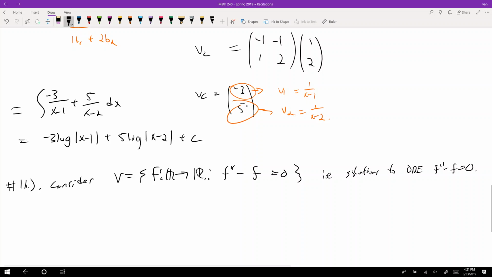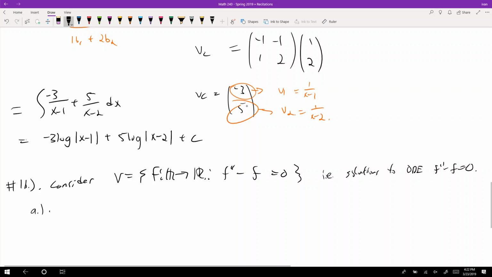Now that we've actually begun learning how to do ODEs, this problem is super easy, now that we know how to do second order ODEs. Part A we're going to skip, because they give you e to the negative x and you want to show that it's in V. All you do is plug that in for f, take two derivatives, subtract f itself, and show that it's equal to 0. That part's easy.